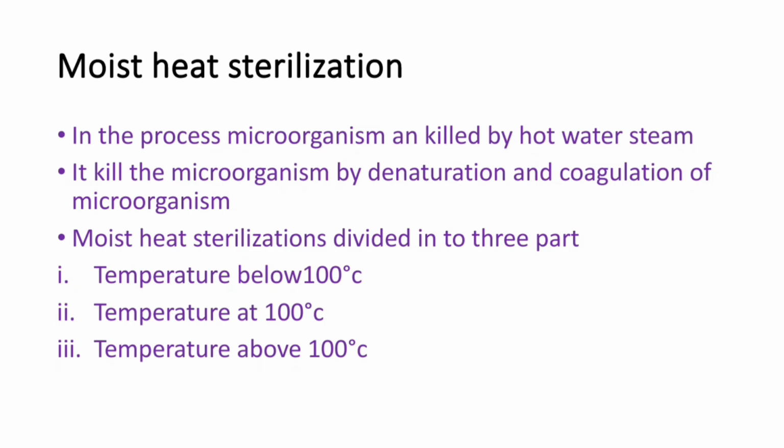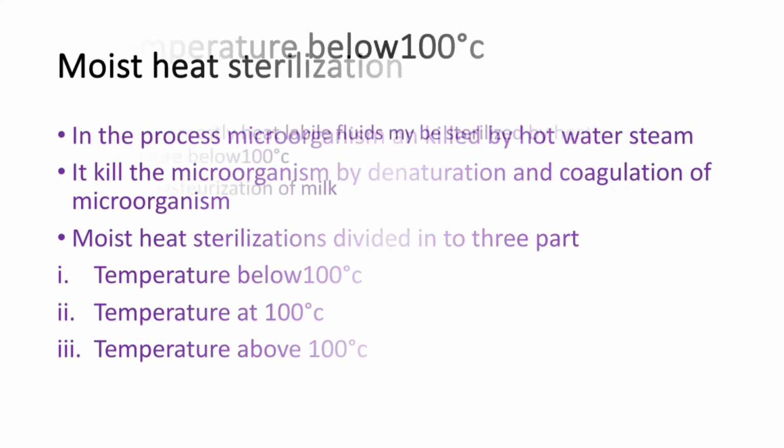Then we see moist heat sterilization. In this process, microorganisms are killed by hot water steam; it kills the microorganisms by denaturation and coagulation of proteins. Moist sterilization is divided into three parts, that is temperature below 100 degrees Celsius, temperature at 100 degrees Celsius, and temperature above 100 degrees Celsius.